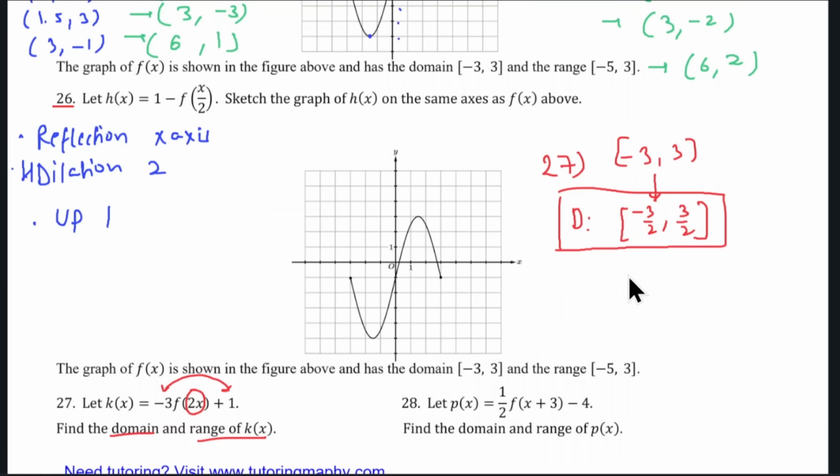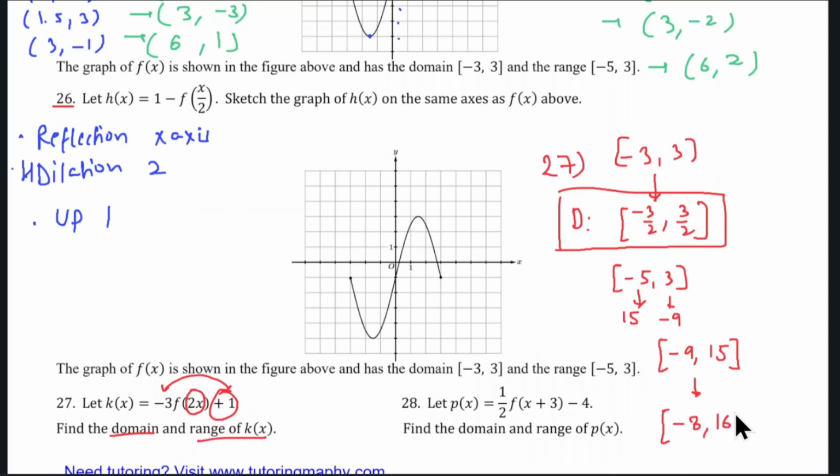And the range, initially, was negative 5 to 3. It is multiplied by negative 3, so this will become 15 and this will become negative 9. I'm going to write this as negative 9 to 15, because obviously the lower number comes on the left side. Then I'm going to go up by 1, so I add 1 to these, and it becomes negative 8 to 16. This is my final range for question number 27.